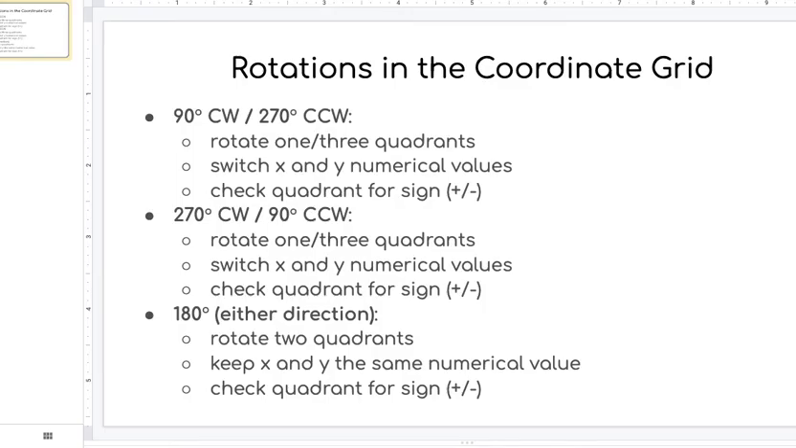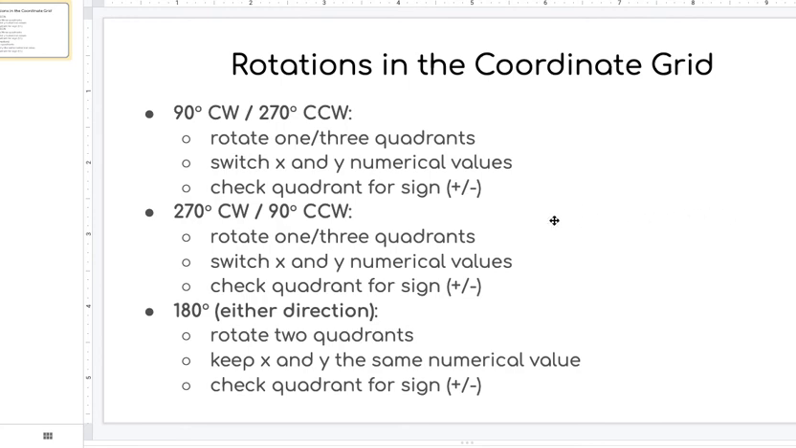So just to kind of sum it up, what should we expect to see here? If we see a 90-degree clockwise or 270-degree counterclockwise rotation, I'm just counting my quadrants, 1 or 3 over. If I see 270 degrees clockwise or 90-degree counterclockwise, same thing. I'm counting my quadrants. How far do I move? For both of those, I switch the x and y numerical values. I check the quadrant for the sign.